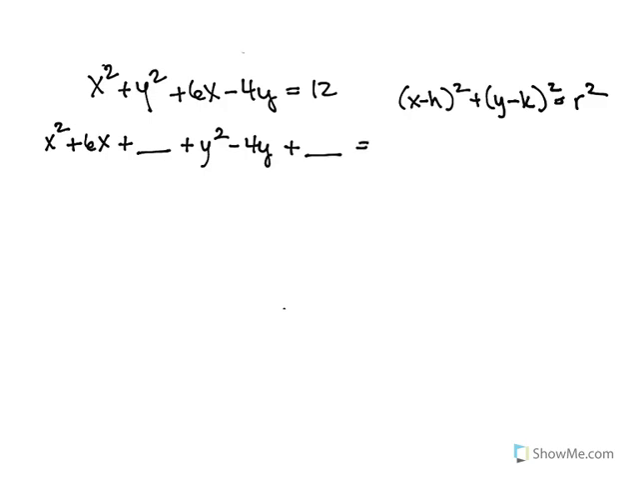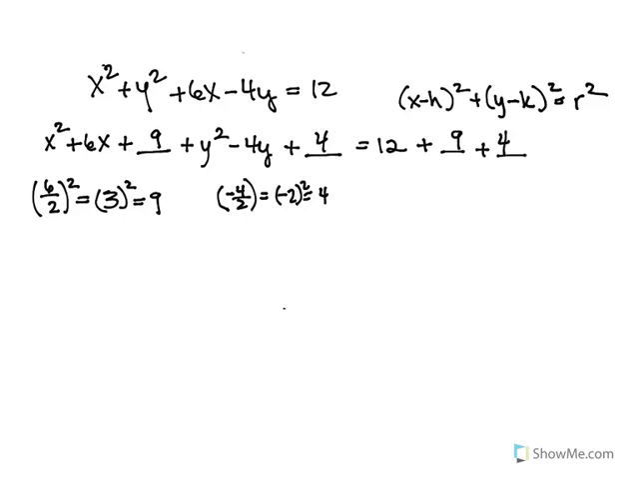In this problem, the 12 was already on the other side of the equal sign. And so then I still have to account for the two values, those two constants that I'm about to create for the other side of the equation. So how do we complete this square? Pause this video and you see if you can do it.